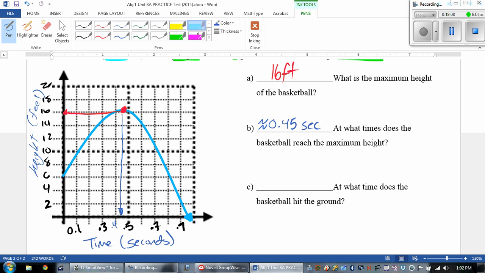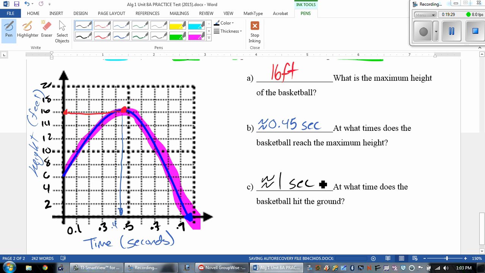Okay, and the last one, what time does it hit the ground? Well, here I am, I shot the ball, it goes up, and then around what time is that? Yeah, I'd say that's right around 1 second. Okay?